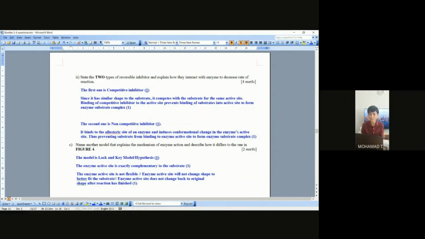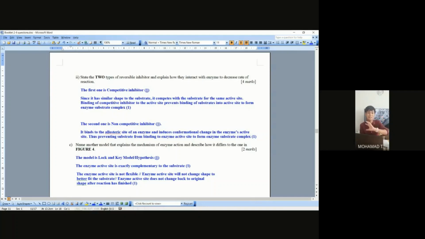So the first one is competitive inhibitor. One mark is compulsory. Since it has a similar shape to the substrate, it competes with the substrate for the same active site. Binding of the competitive inhibitor to the active site prevents binding of substrate into the active site to form the enzyme-substrate complex. So we know competitive inhibitor will bind to the active site. We know because its shape is the same as the shape of the substrate. So it will compete for the same active site.